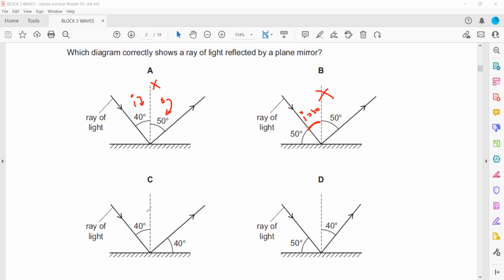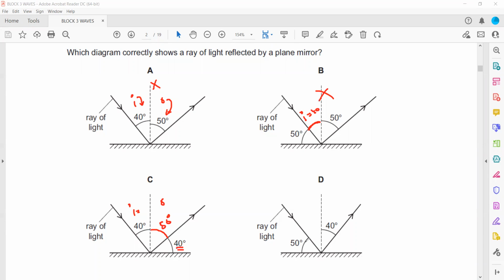In the same way for C, if the angle of incidence is 40, the angle of reflection should also be 40. But according to this calculation, if this angle is 40, the remaining angle between the reflected ray and the normal, which is the angle of reflection, should be 50. So in this figure, the angle of incidence and angle of reflection are not the same.